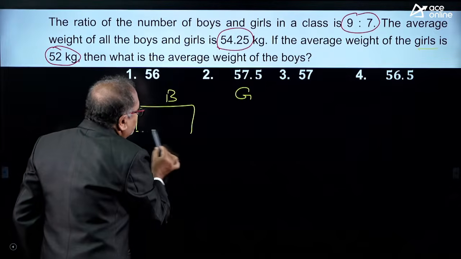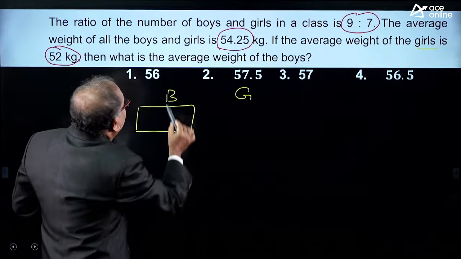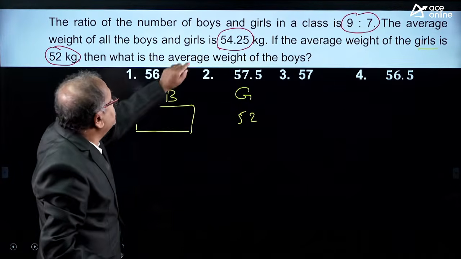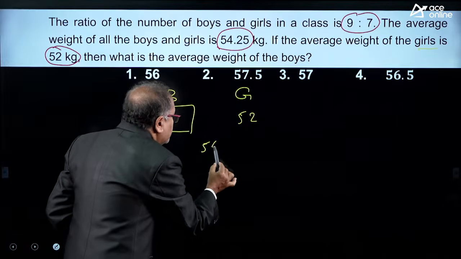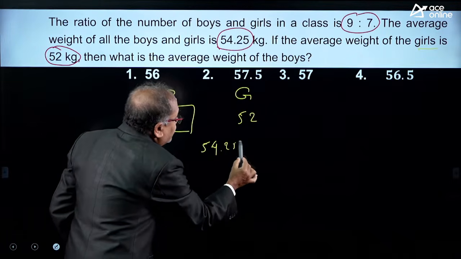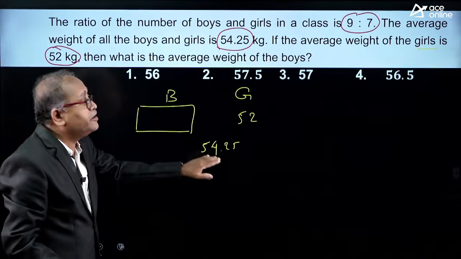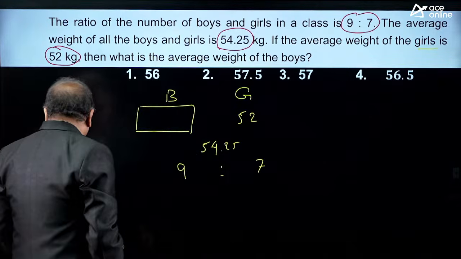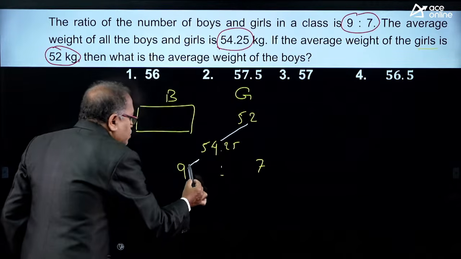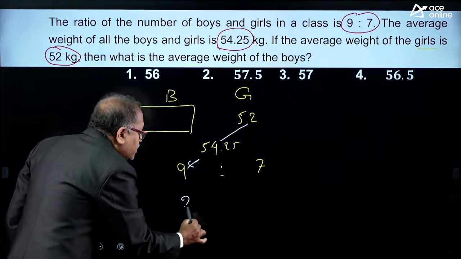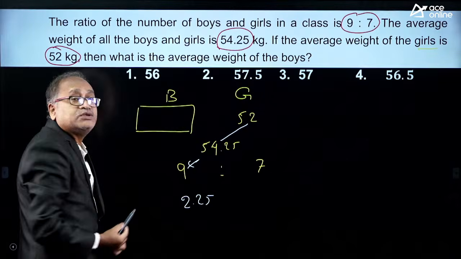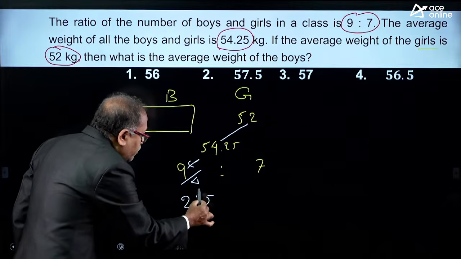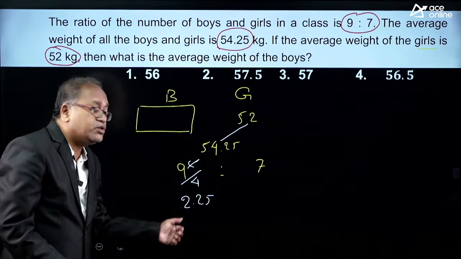I don't know the average of boys, but I know the average of girls is 52, and I also know that the mean average is 54.25. Am I right? And we know the boys to girls ratio, which is 9:7. Now take the difference, apply the alligation mixture method. What is the difference here? Can you notice that 2.25 is the difference between these two? When do I get 2.25? When I divide 9 by 4, will you not get 2.25?